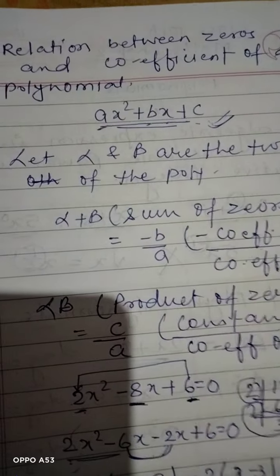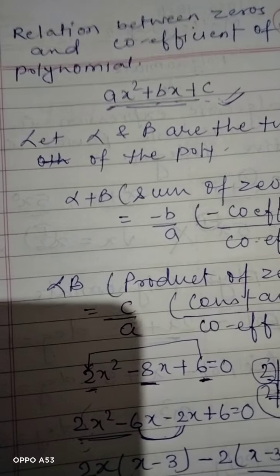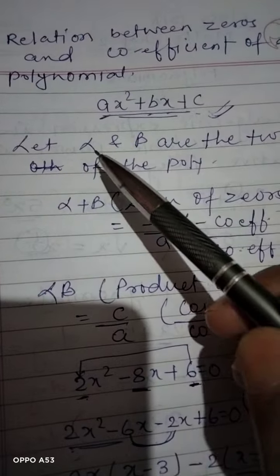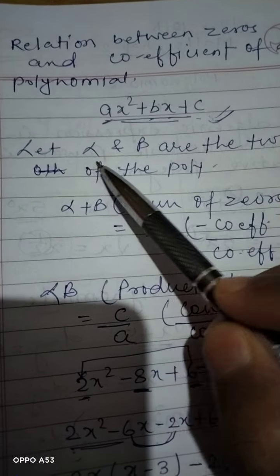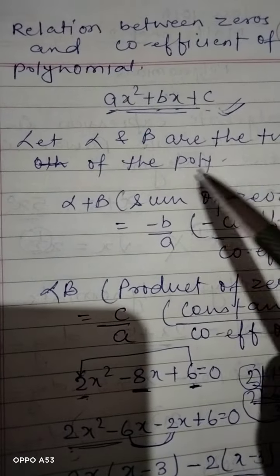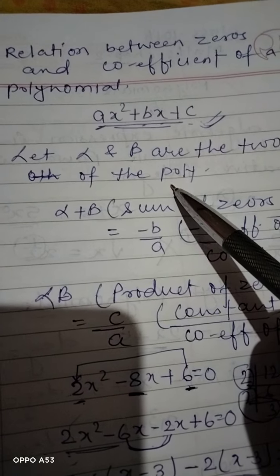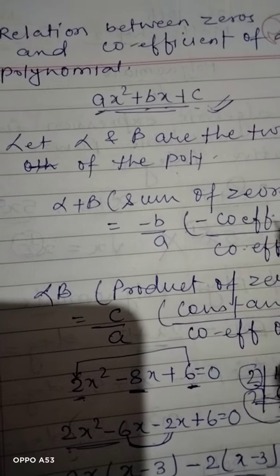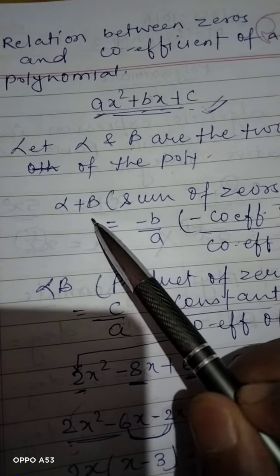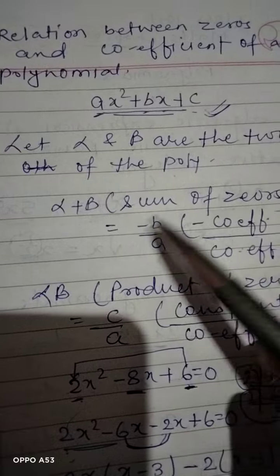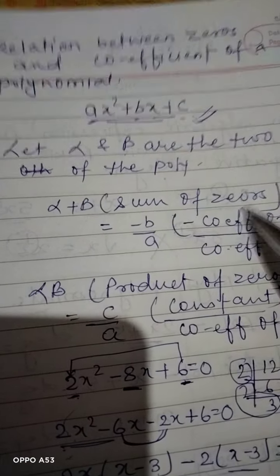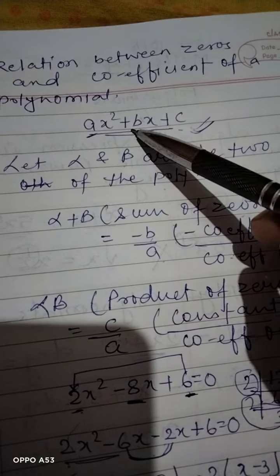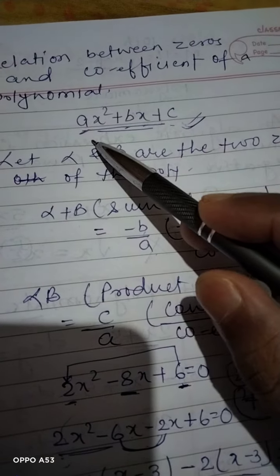So there is a relation between the zeros and the coefficient of the polynomial. So we suppose let alpha and beta are the two zeros of the polynomial. So alpha plus beta, means sum of the zeros, is equal to minus b by a. Here minus b is the coefficient of x and a is the coefficient of x square.